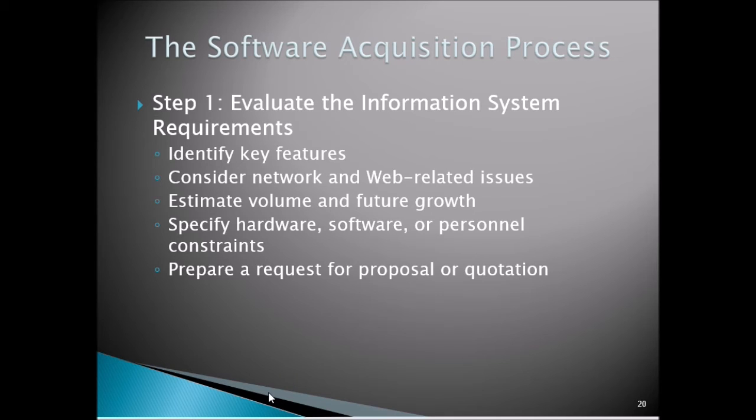The software acquisition process. This is where we evaluate the information system requirements. We identify features that are relevant to us. We consider network and web-related issues. We estimate the volume of traffic and we determine the need for future growth, the specific hardware or personal constraints, and we prepare a request for proposal or a request for a quotation.